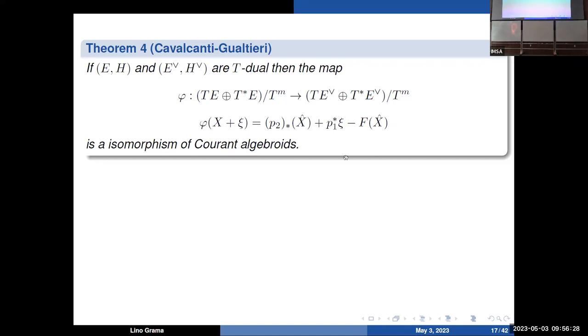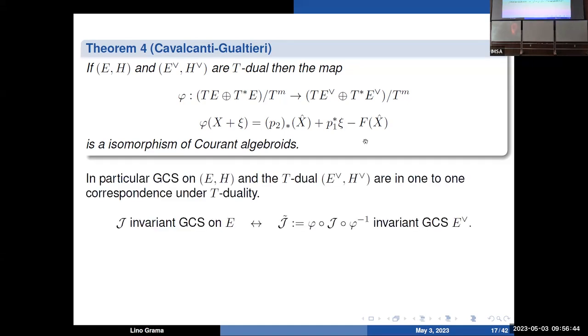We have the pullback by p1 and push forward by p2. But in general, pullback is well defined, but push forward is not well defined. And you need to put this correction by the 2-form here. Okay, this is the idea. And in particular, if you have T-dual spaces, you can transpose generalized structures from one side to another, by conjugation by the Cavalcanti-Gualtieri map. Okay.